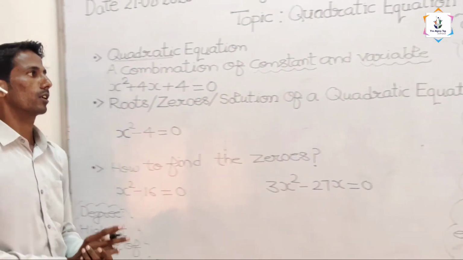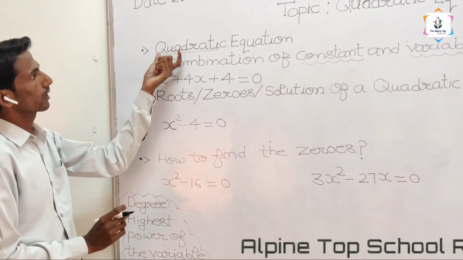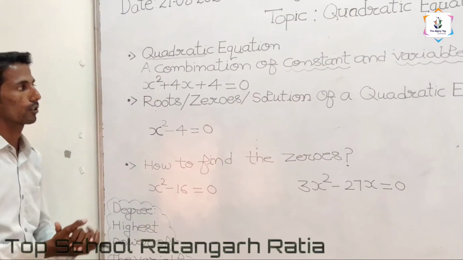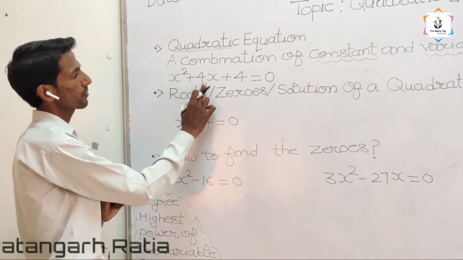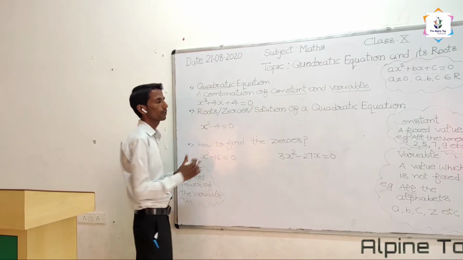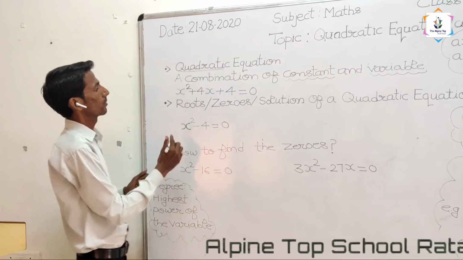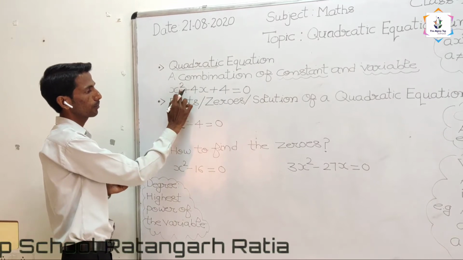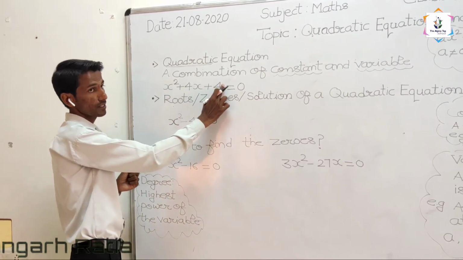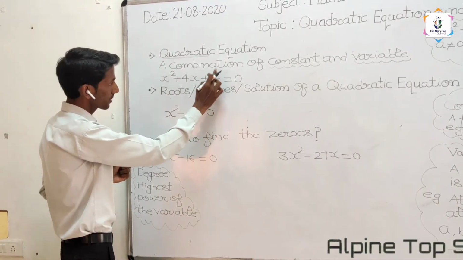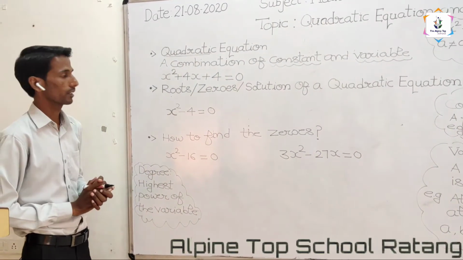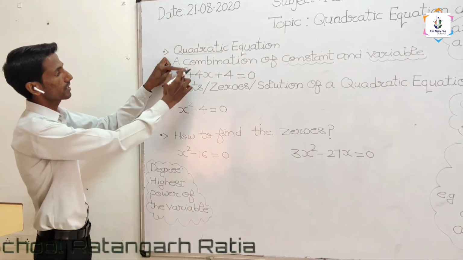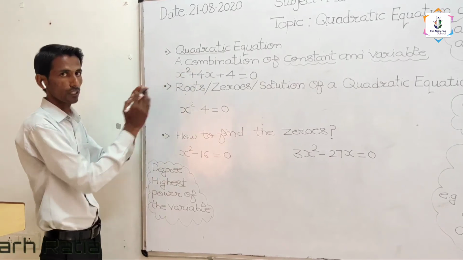So students, come to the main point here again. A quadratic equation is a combination of constant and variable, and here I have noted one example: x square plus 4x plus 4 is equal to 0. Here when we observe the variable, the power of x is 2 in the first term, 1 in the second, and 0 in the constant term. Now what is the highest power of the variable here? The highest power of the variable here is 2. That's why it is a quadratic, because the highest power, which is 2, is known as the degree.